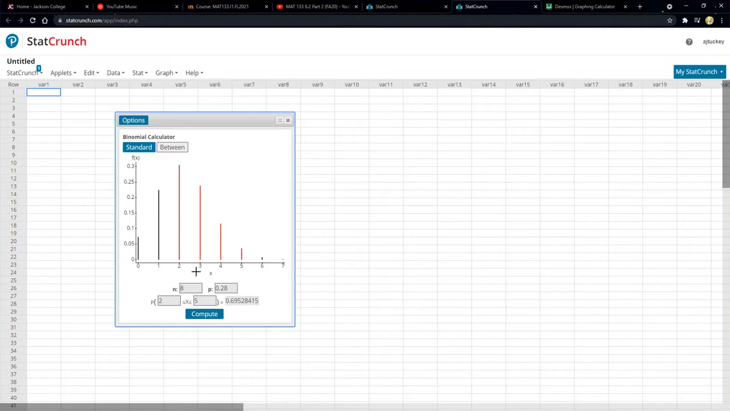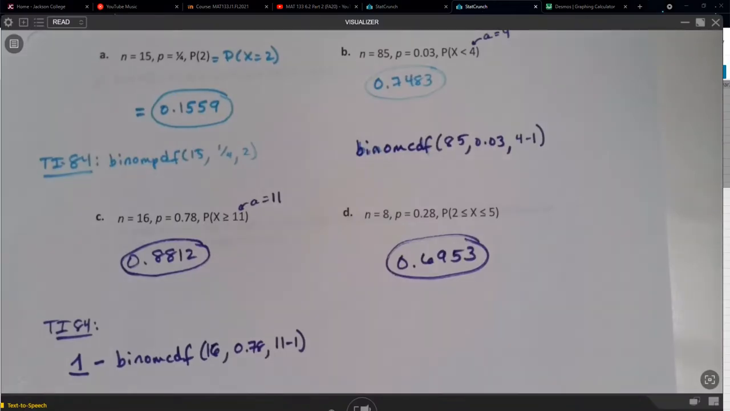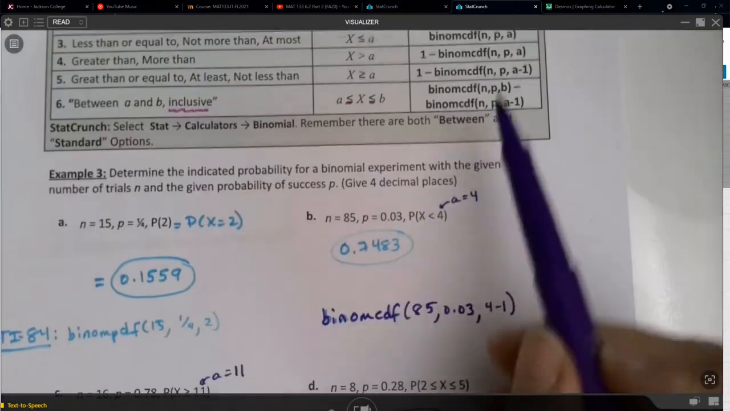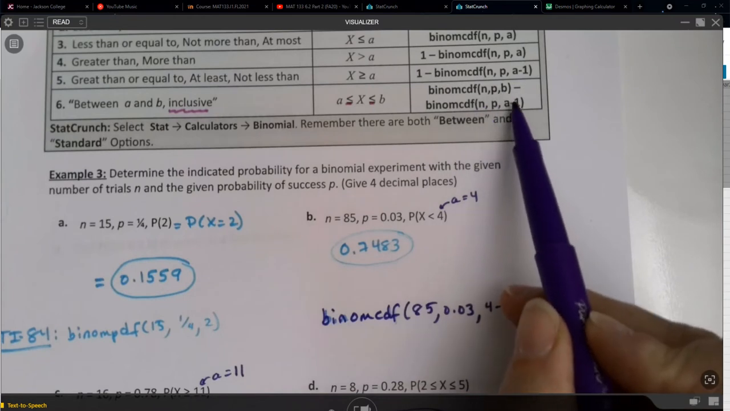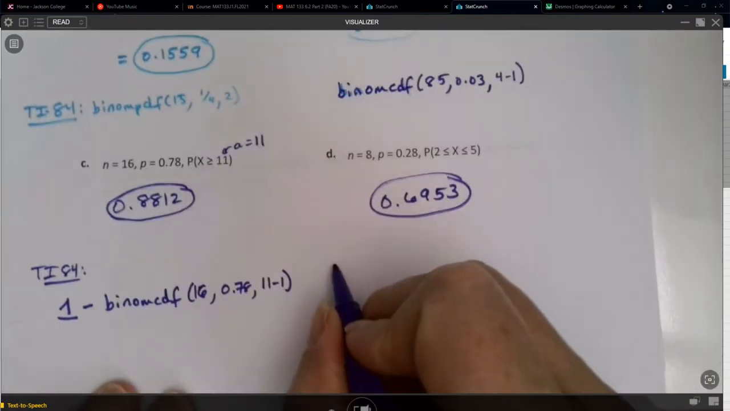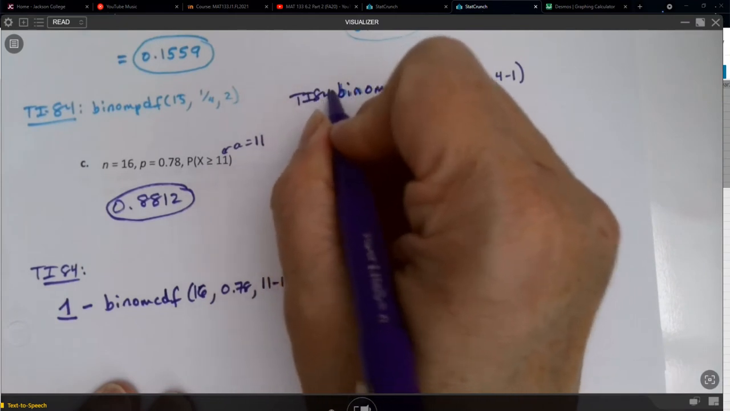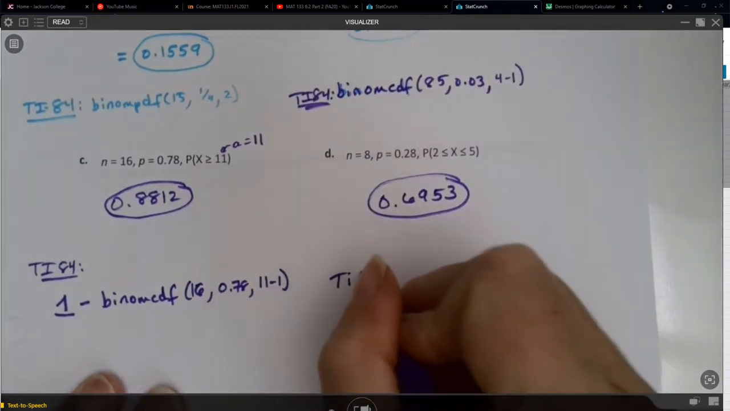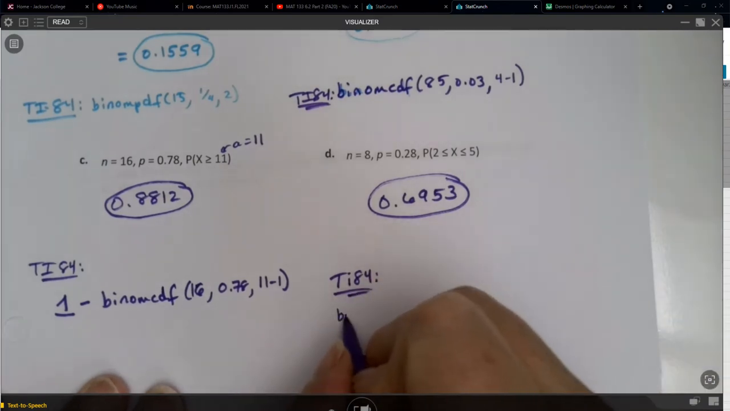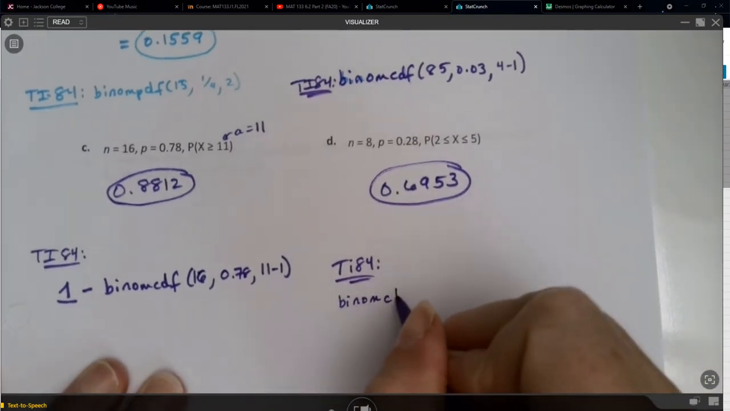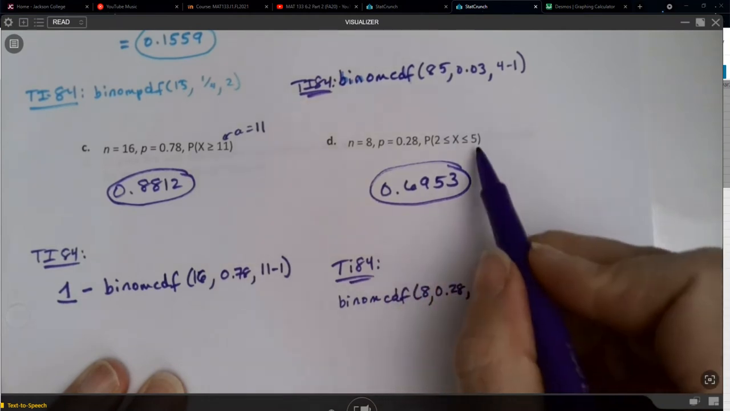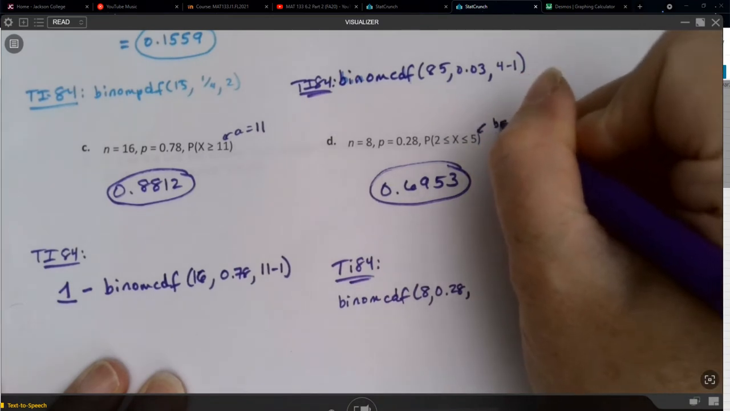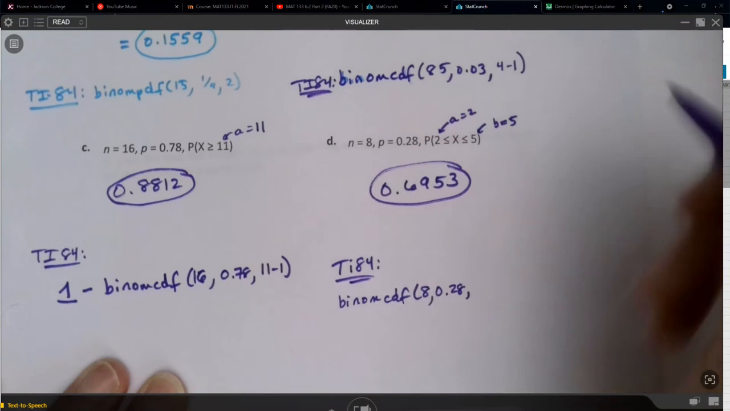If you're in StatCrunch, that's it. You're done, right? You don't have to do all this rigmarole with TI-84. If you're on a TI-84, however, you have a little bit of work to do. This one's really tricky because B is the bigger number and A is the smaller number, and they work differently. So you have to do on the TI-84, oops, I should have written TI-84 here. Okay, so on the TI-84, you have to do binomcdf. Let's see, 8, 0.28, B, right? So A is 2 and B is 5.